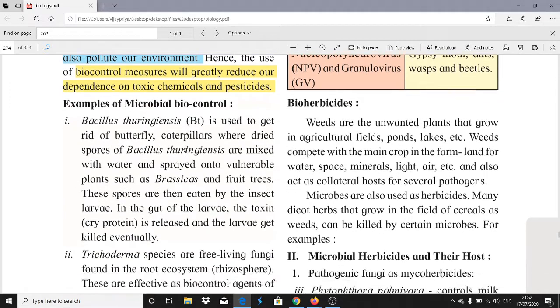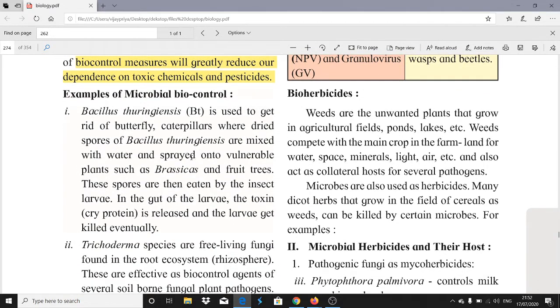So these are the examples of biocontrol agents. See Bacillus thuringiensis. This is the name of a microorganism. This name you have to remember. Bacillus thuringiensis, called BT, is used to get rid of butterfly caterpillars, where dried spores of Bacillus thuringiensis are mixed with water.